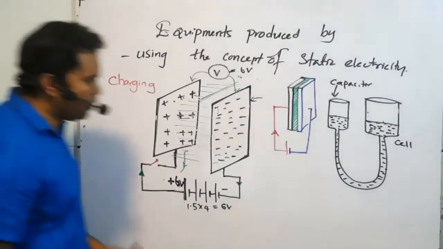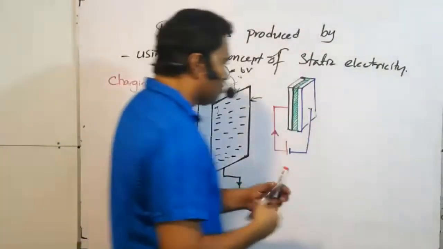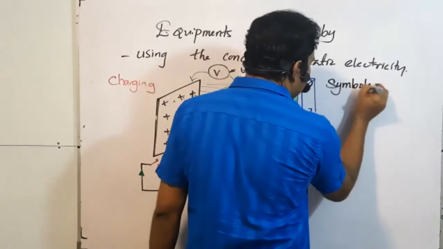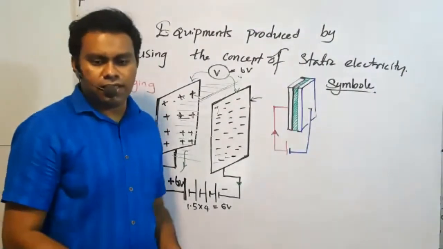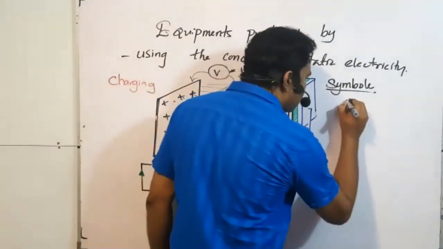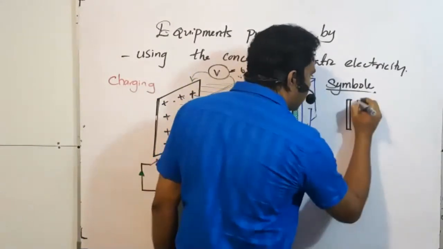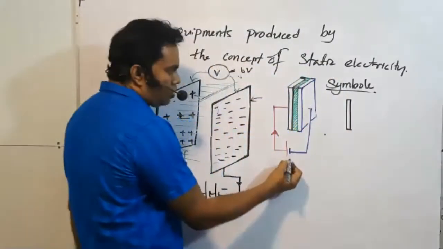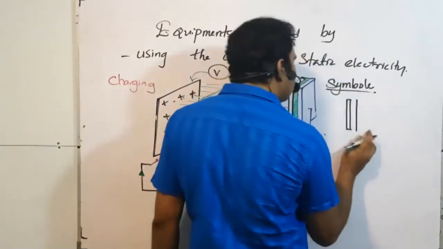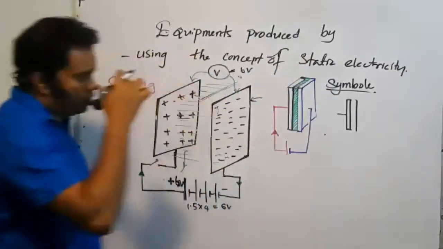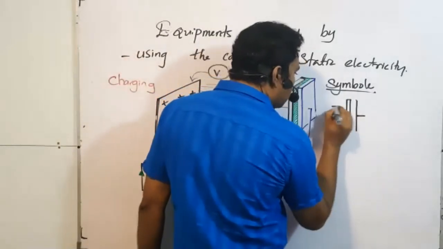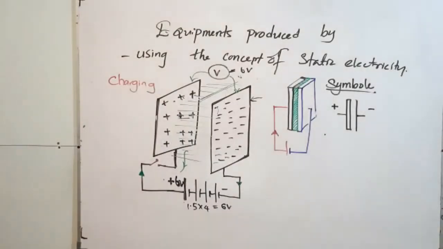Okay, students, who has completed? There's a symbol for the capacitor. What's the symbol of this capacitor? No, not that. It's just like a cell. A cell has one line elongated and the other short. But here both are the same height, and one is somewhat thicker than the other. So this is the positive one, this is the negative one. This is the capacitor symbol: positive plate, negative plate.